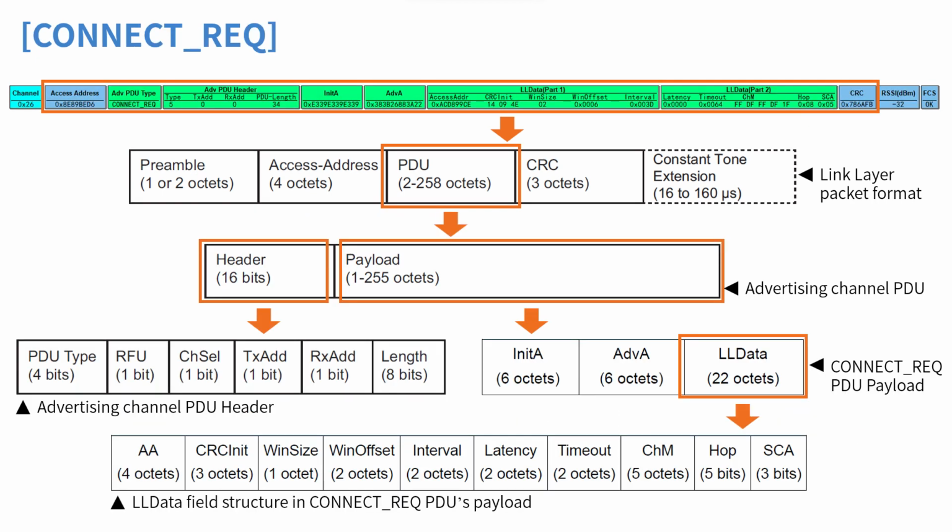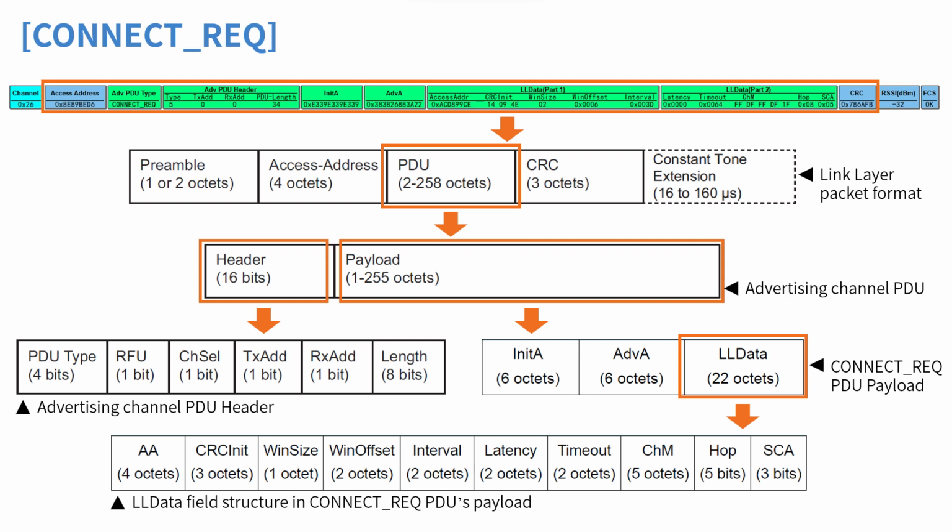This is the connection request packet sent by the central. Only the content of the payload is changed. The payload consists of init-A, ADVA, and LL data fields. If TX address is 0, the initiator's device address in the init-A field is public. If TX address is 1, the initiator's device address in the init-A field is random. If RX address is 0, the advertiser's device address in the ADVA field is public. If RX address is 1, the advertiser's device address in the ADVA field is random.